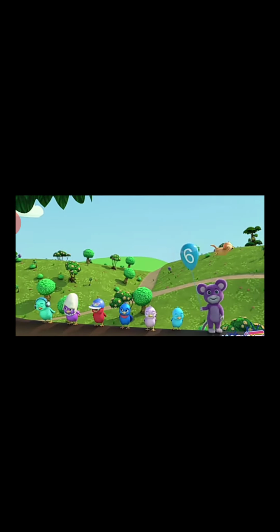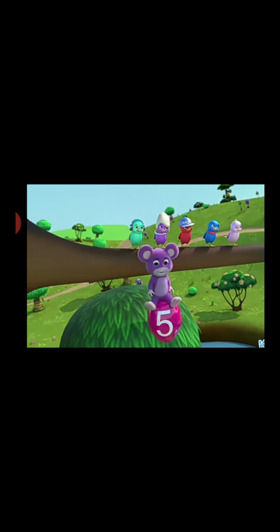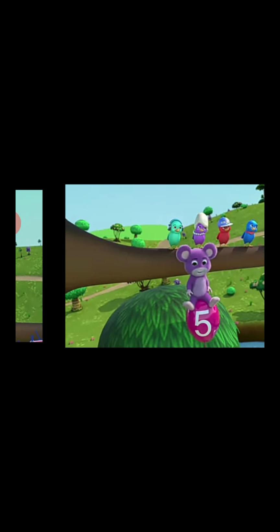One went to his granny, and we have 6. Now the other birdies are in a fix. One birdie got lost, and we have 5. Oh no, one birdie is caught in a hive. 4 little birdies flew to the tree. One stayed behind, and now there are 3.